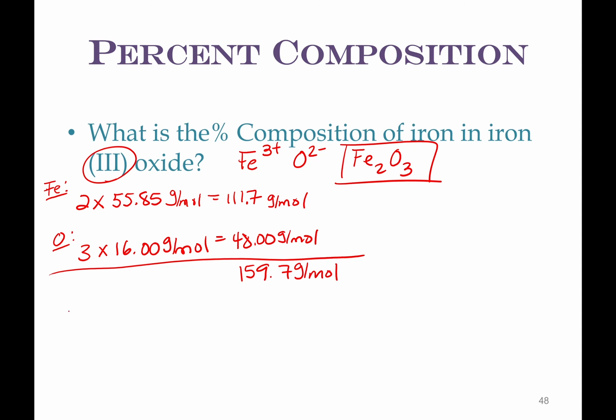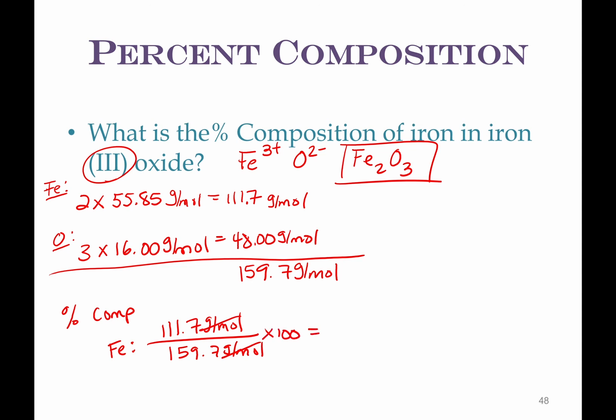To figure out percent composition, we're going to say for iron, we have how much iron? 111.7 grams per mole divided by the total, which is 159.7 grams per mole. This is where it doesn't matter what unit you use because it's going to cancel anyway. So 111.7 divided by 159.7 times 100 is, let me try that again, 111.7 divided by 159.7 times 100. That looks better. What, 69.94364433%.